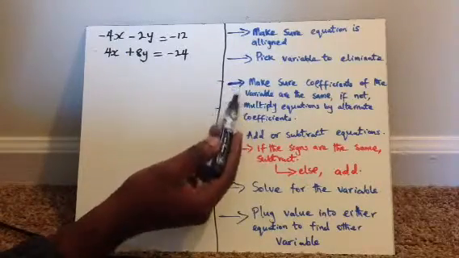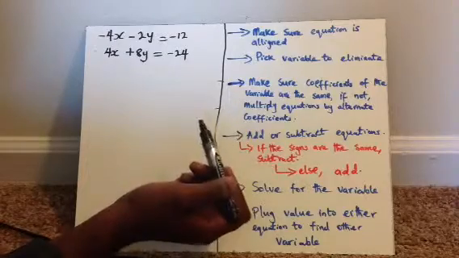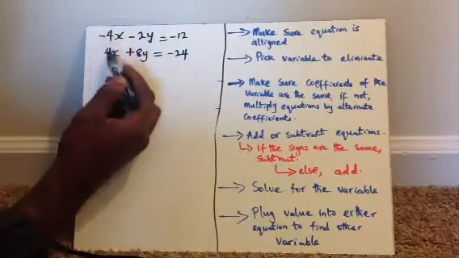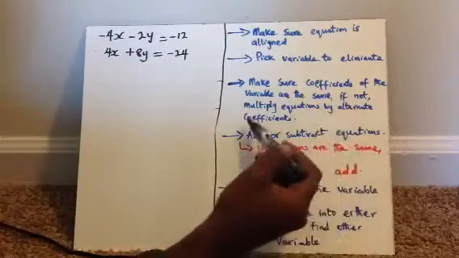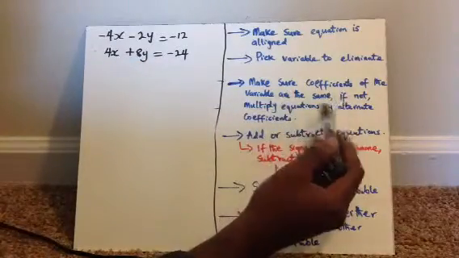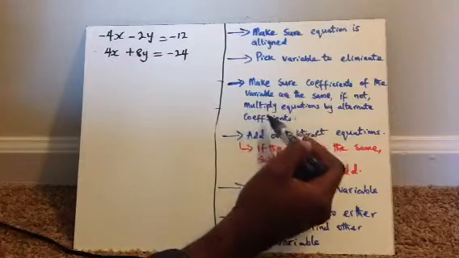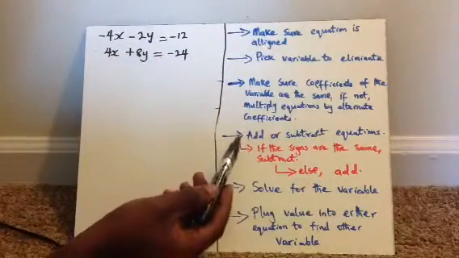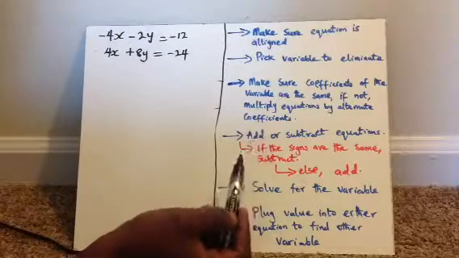So the next step, make sure coefficients of the variable are the same. We've just checked that. They are the same. If not, they give us something to do. We don't have to worry about the alternate statement because it is the same. So let's just go to the next step, which says add or subtract equations.